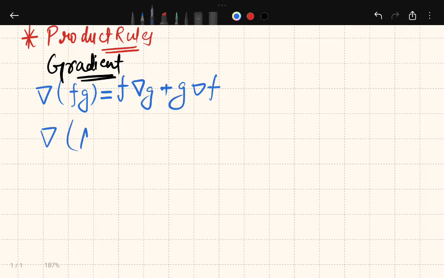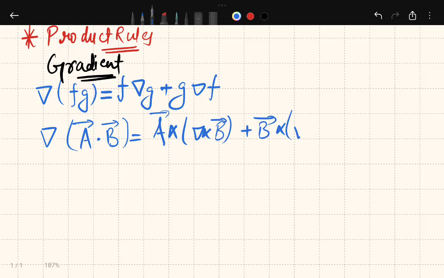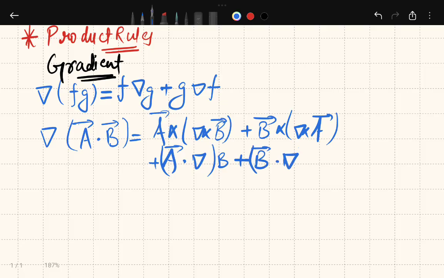If you have to take the gradient of A dot B vector, what we do is A cross curl of B plus B cross curl of A plus A dot gradient, plus B vector dot gradient, and we multiply this entire thing by A vector.